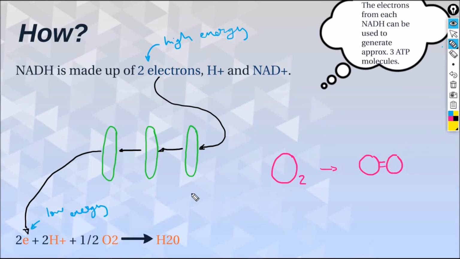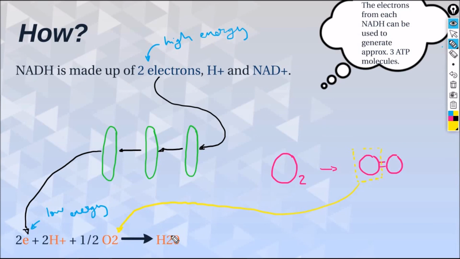When you have half of O2, you just have one of these atoms. So that's what this over here means. It's just one atom of oxygen. So 2H is going to combine with an oxygen atom. So H2, which makes sense.